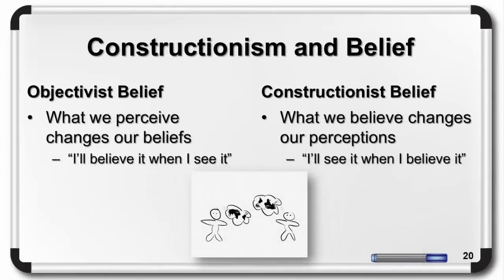Another way of describing this key difference between objectivism and constructionism is by thinking about our beliefs. An objectivist would say that what we perceive changes our beliefs. They would say, "I'll believe it when I see it." In contrast, a constructionist would say that what we believe changes our perceptions. They would say, "I'll see it when I believe it." I know this seems a bit odd, but it highlights the important role that our mental models play in influencing how we learn.